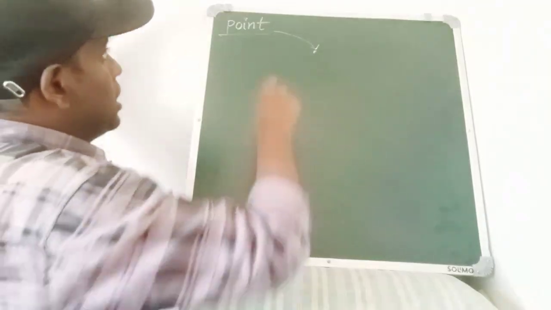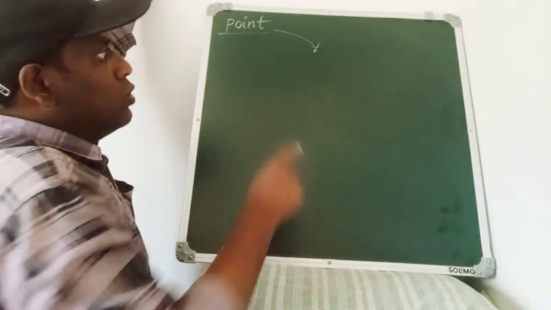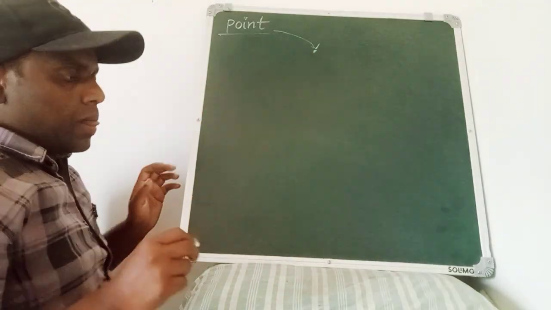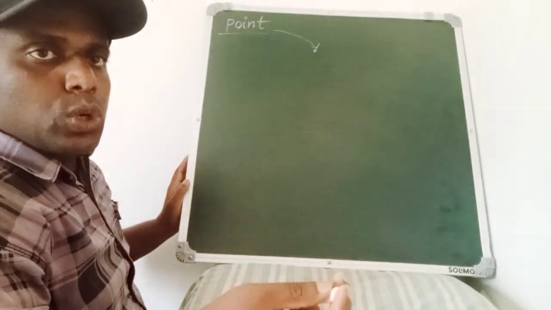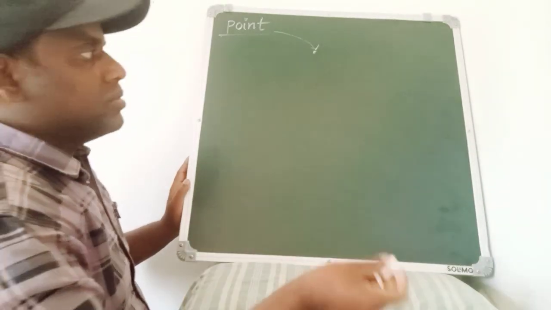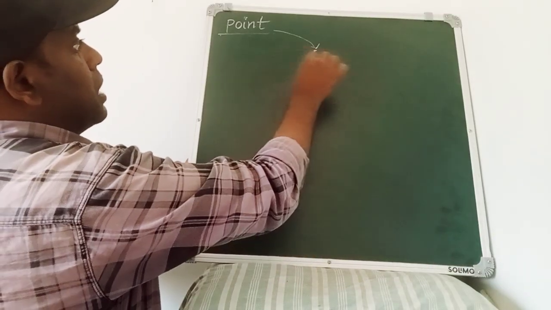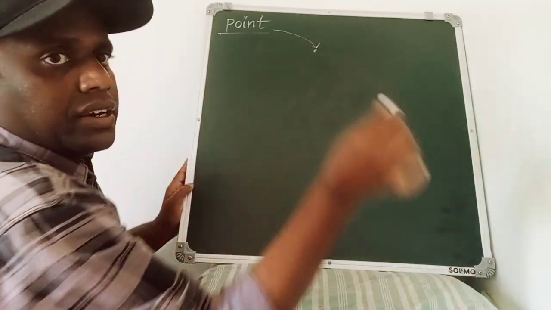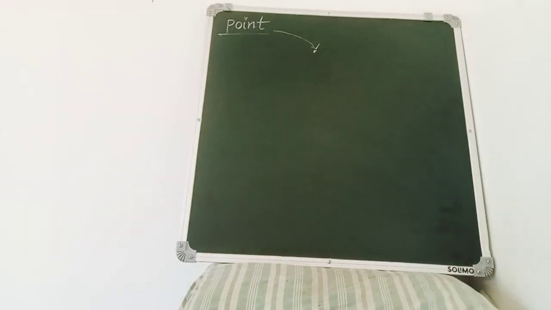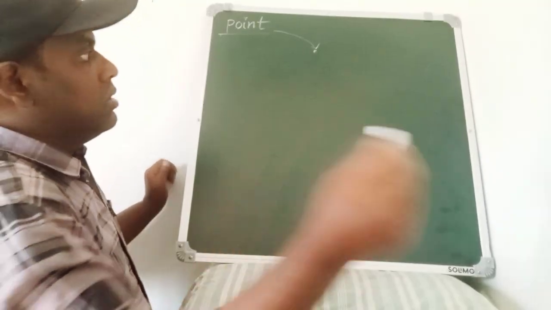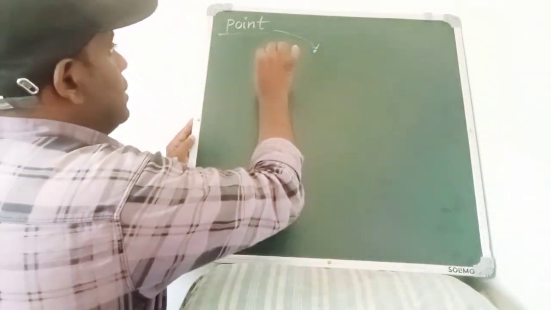I was telling about this point. So one more thing, for what purpose will we use this point? See, if you take a Google map or any map, for example, some country. I will take the country name India. I will just roughly draw a country like this.